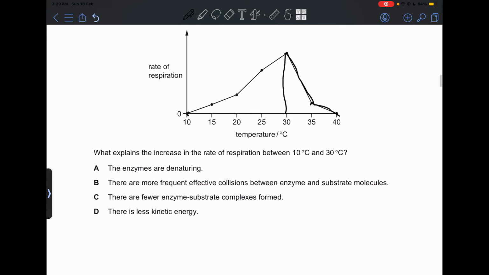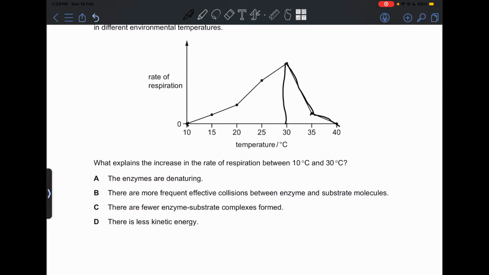So you can say that A says the enzymes are denaturing. This is actually incorrect because they are actually increasing the rate. And if they are denaturing, then the enzymes will not work at all. There will be no rate of respiration. Now B says there are more frequent effective collisions between enzyme and substrate molecules. This is actually correct because there are more successful collisions between the enzyme and substrate as it reaches its optimum temperature. So as we reach the optimum temperature, there will be more frequent and successful collisions. So this explains the increase in the rate of respiration. So our answer is going to be B.